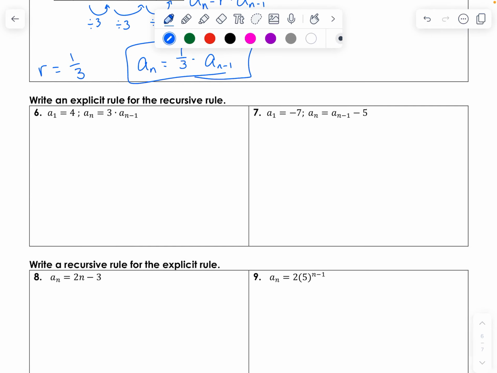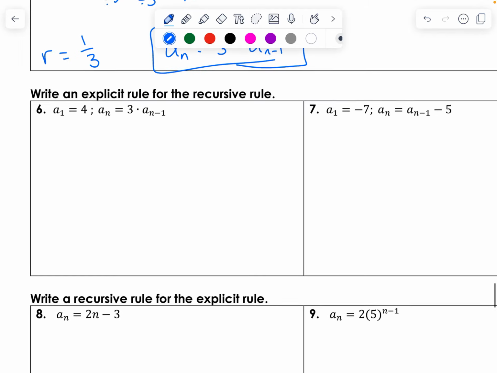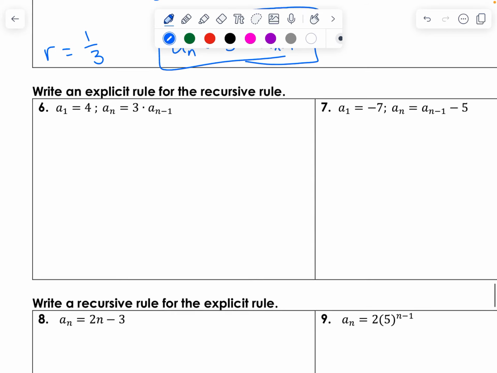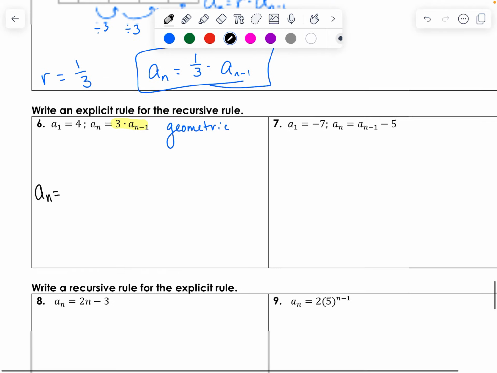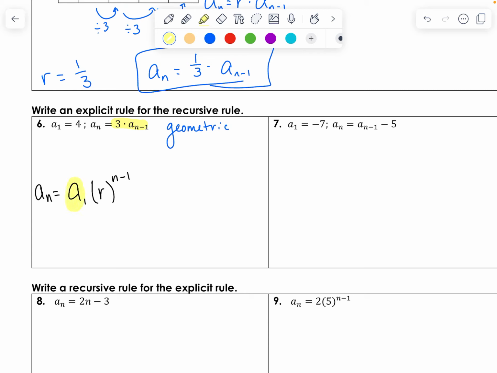Okay, now let's connect these ideas. We're going to write an explicit rule for the recursive rule. Here I've got a geometric sequence. I can tell it's geometric because I'm multiplying. So for an explicit rule, I would need a sub n equals my first term times my rate to the n minus 1. So what do I need to know here? I need to know my first term and my rate.